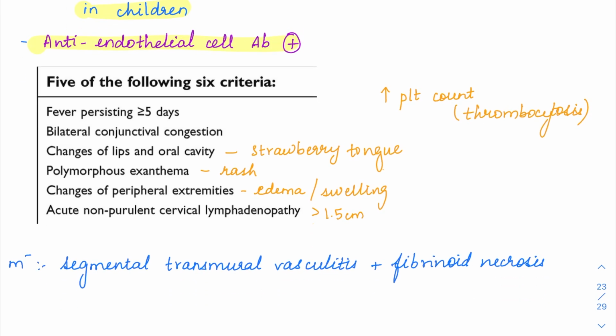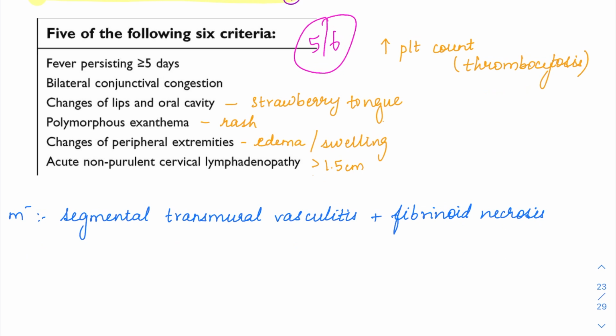To diagnose Kawasaki disease, we have a criteria. 5 out of the 6 criteria should be present for diagnosing Kawasaki disease. Firstly, there should be persistent fever for more than 5 days, and you will have bilateral conjunctival congestion. Along with that, you will have erythematous tongue, which we call strawberry tongue, and then an erythematous rash in the palms. Other than that, you also have swelling or edema in the palms and the peripheral extremities. Other than that, you have lymphadenopathy, which is cervical lymphadenopathy more than 1.5 centimeter. So this is the criteria which we use for Kawasaki disease.